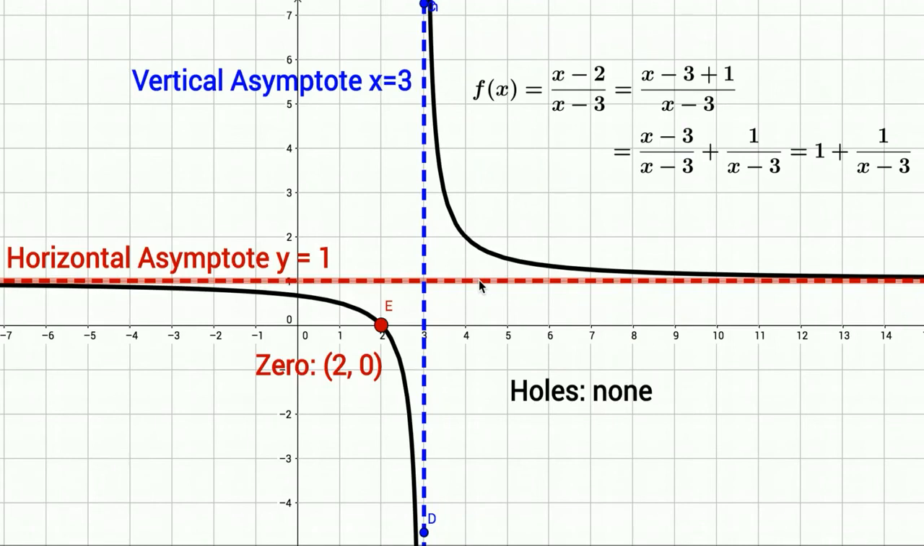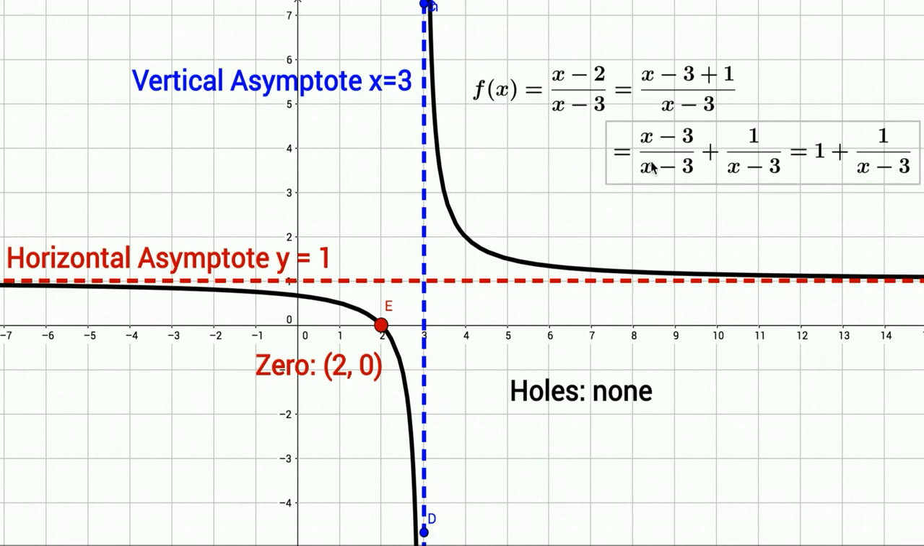Question number 25. You're given the function f of x equals x minus 2 over x minus 3. For this particular equation, I would like to rewrite it into the form with x minus 2. I'm going to write it as x minus 3 plus 1, because I want to make the numerator the same as my denominator. I'm writing out all the steps so that it's clear for you to see. X minus 3 plus 1. Minus 3 plus 1 equals negative 2.